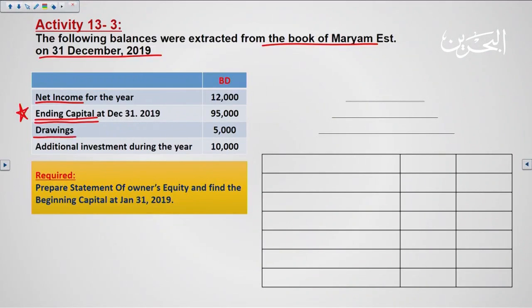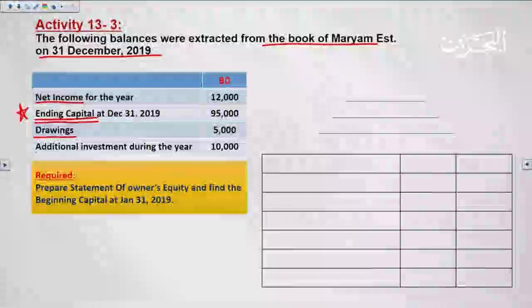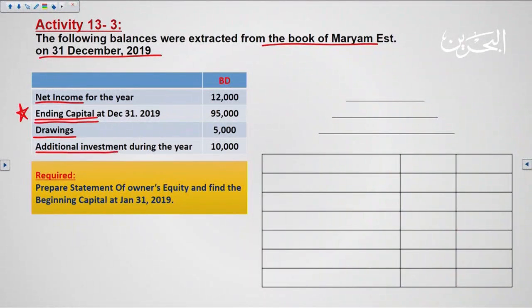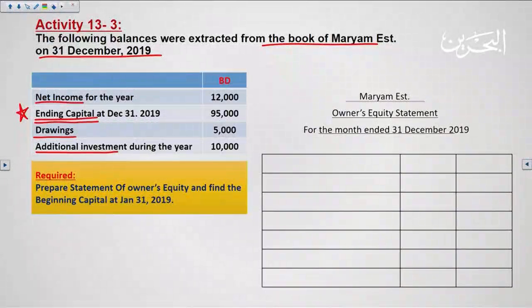They give us the drawing, which will decrease the capital, and they give us the additional investment, which will increase the capital. Now, to start with the statement of owner's equity, we will write down first the name of the company, the owner's equity statement, which is the name of the statement. Then I will put the period that this statement was prepared for. First, I will start with the beginning capital, but unfortunately, I don't have this amount. So I will come back later for this amount to see how I will calculate it.